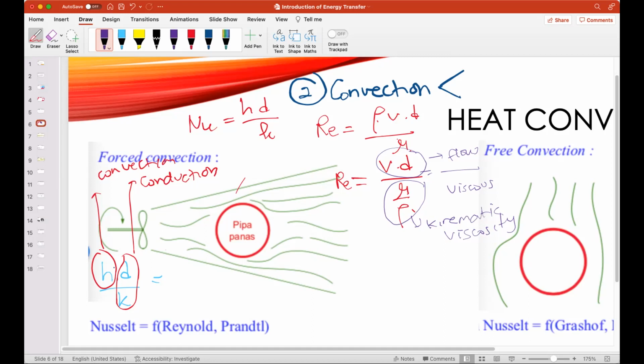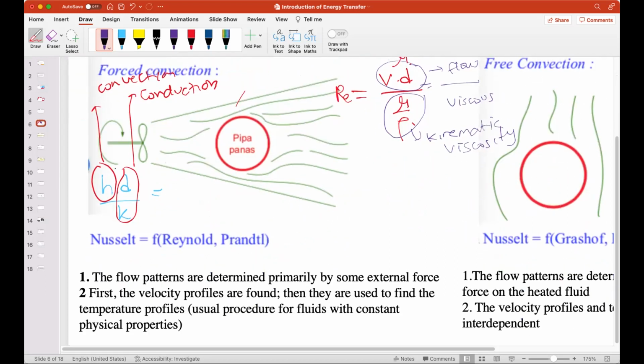So the Nusselt number would be a function of Reynolds. The ratio of convection to conduction heat transfer is going to be a function of Reynolds. If the Reynolds number is higher, then convection is also higher. If the flow is quite laminar, then conduction would be dominant.